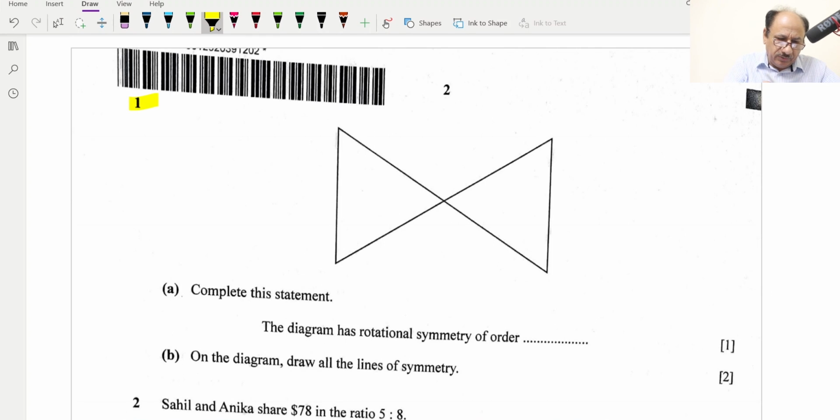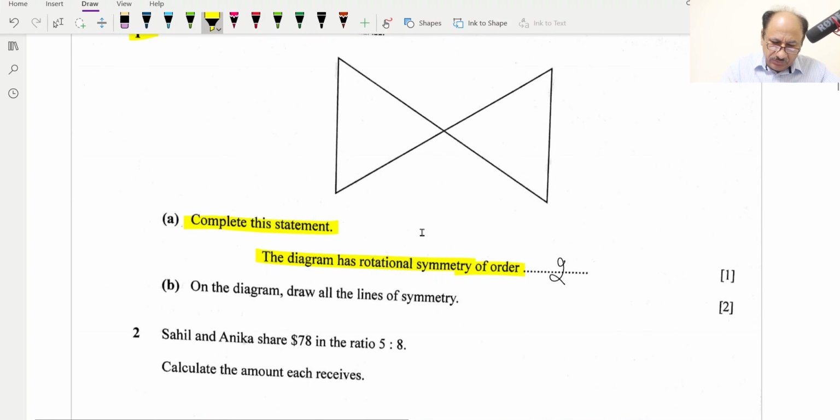2021. So question number 1, diagram is provided. They are saying complete this statement. The diagram has rotational symmetry of order. Rotational symmetry, we can have two situations. One situation over here, which is this one, and when we turn this to 180 degrees, this side will reach this side, so this will be the second situation. So the diagram has rotational symmetry of order 2, a 1 mark question. This is straightforward and hopefully you understood this.